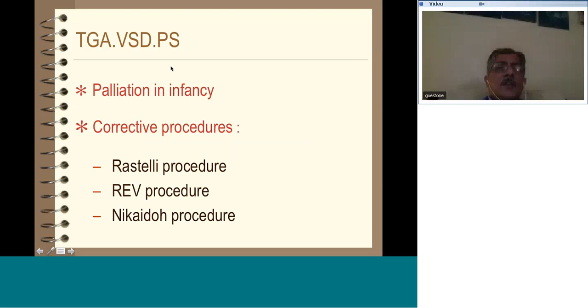Patients with pulmonary stenosis and a VSD, as I mentioned, behave like Fallot's. For these patients, the definitive treatment involves some form of a right ventricle to pulmonary artery connection with the use of a conduit or non-conduit procedure. So the corrective procedure is either a Rastelli or a REV procedure or a Nikaidoh. I will show diagrams of this. And because these procedures involve placement or potential placement of an RV to PA conduit, they are preferably performed in early childhood, maybe at the age of 2 to 3 years. And so when these patients present in infancy, they have to be palliated, and the most common means of palliation is a modified Blalock-Taussig shunt.